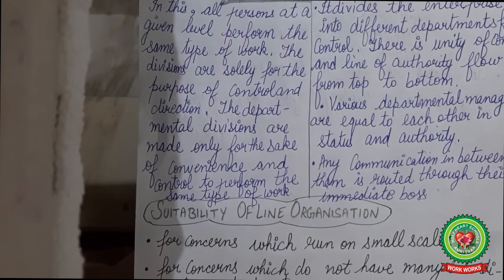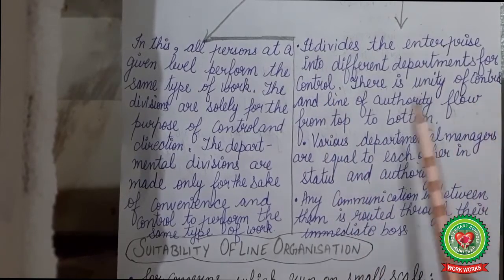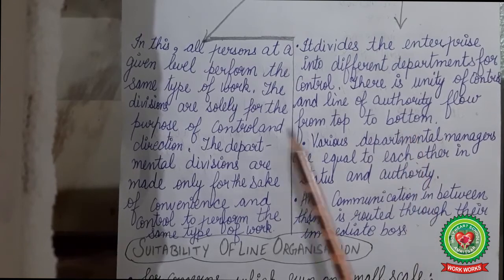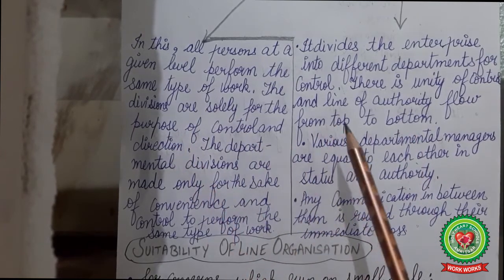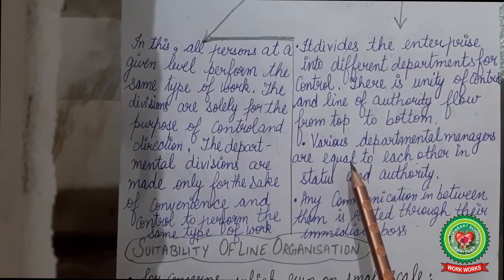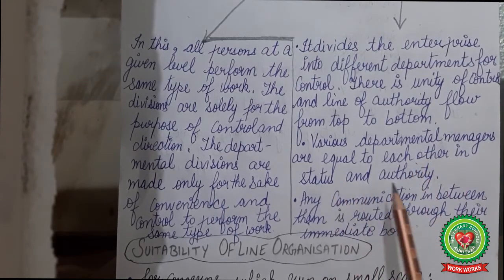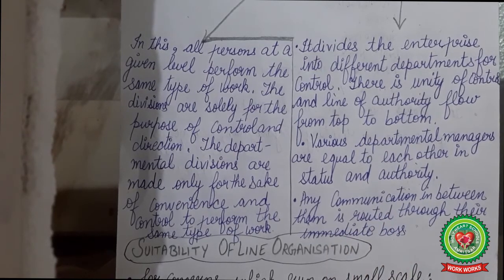When we talk about departmental line organization, it divides the enterprise into different departments for control. There is unity of control and line of authority flows from top to bottom. So in pure line organization also there is flow of authority, but there is a difference. There are no departments and divisions, but in departmental line organization, the organization is further divided into departmental managers who have their own line authority for their status. Any communication between them is routed through their immediate boss. Like in our example, the immediate boss was the chairman, right? The vice chairman. Like if I am a worker, my immediate boss is the supervisor. If I am a supervisor, my immediate boss is a manager. If I am a manager, my immediate boss is a director.